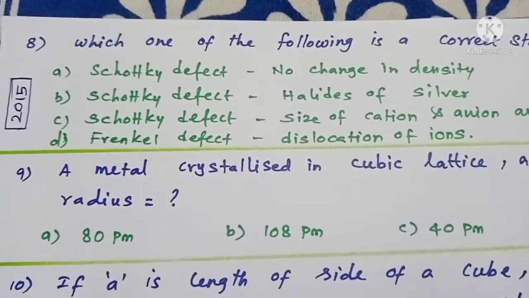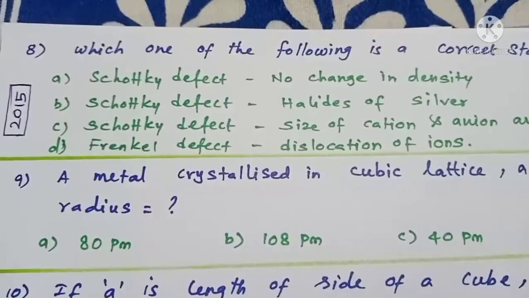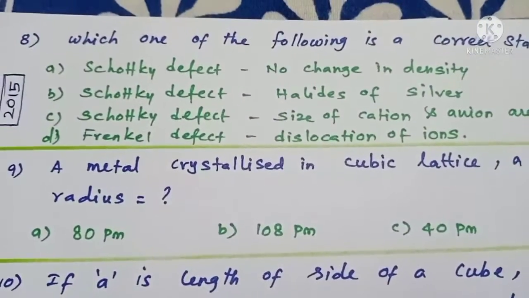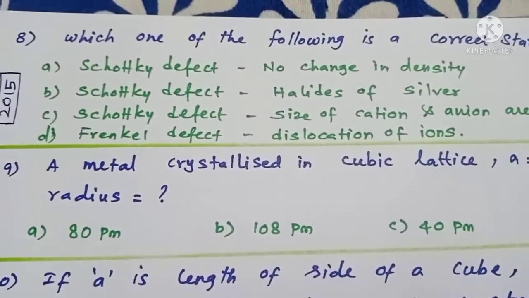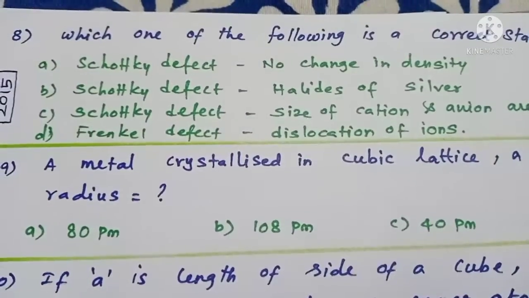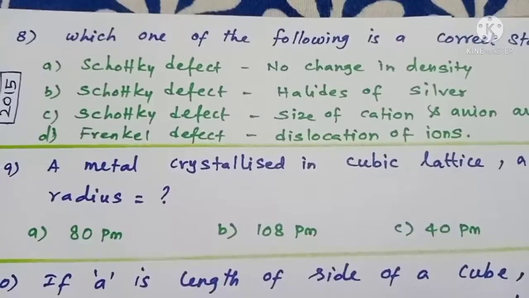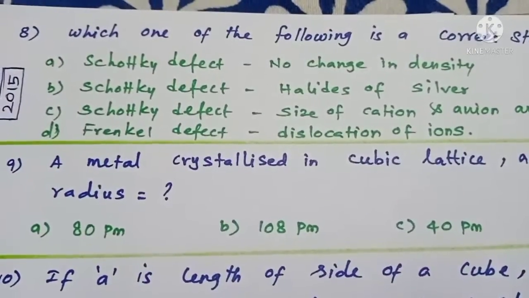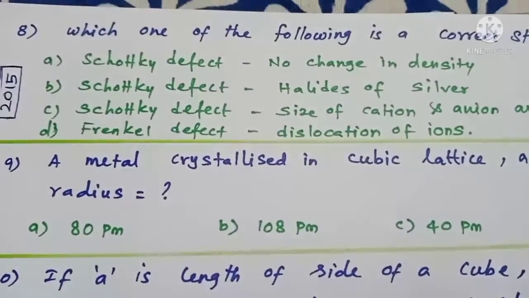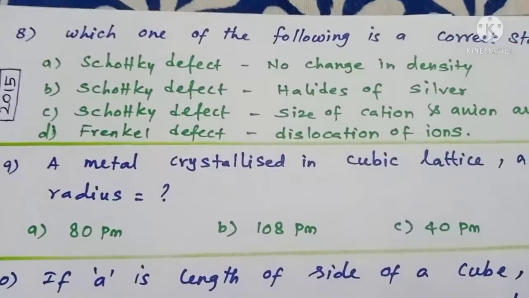Question number 8. Which of the following is a correct statement? There are 4 options given, so you have to find out the correct statement among the given 4. Option A, in Schottky defect there is no change in density. You know very well, in Schottky defect there is a change in density. Density decreases, isn't it, due to missing of ions. So that is a wrong statement.